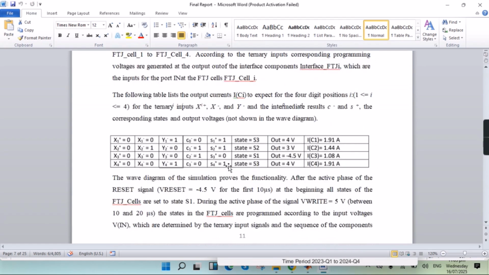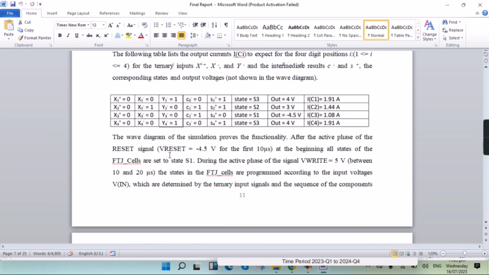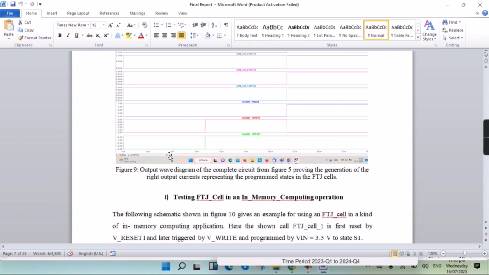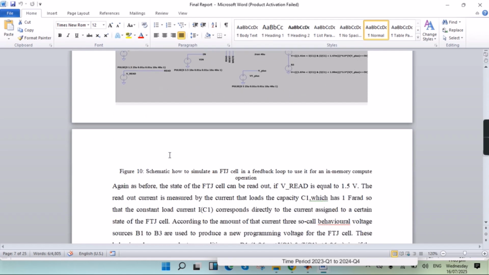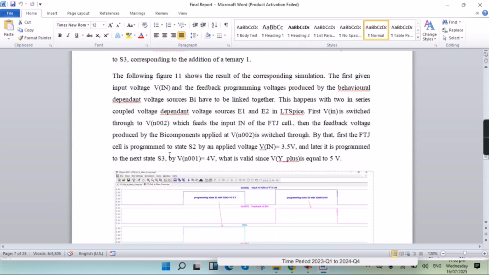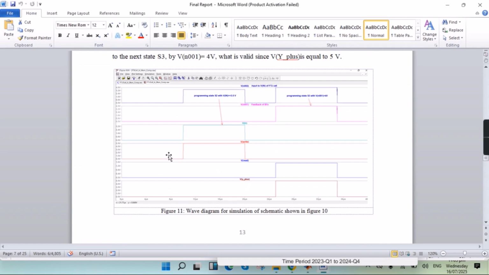Yes, this one is a table used for the states and different output results based on different conditions. Okay, yes, this one is basically the complete circuit for the FTG cells, like how it behaves. Yes, this circuit also presents a feedback loop in the memory compute operation. Okay, after that, we have added the diagram for simulation of the schematic shown in figure 10.